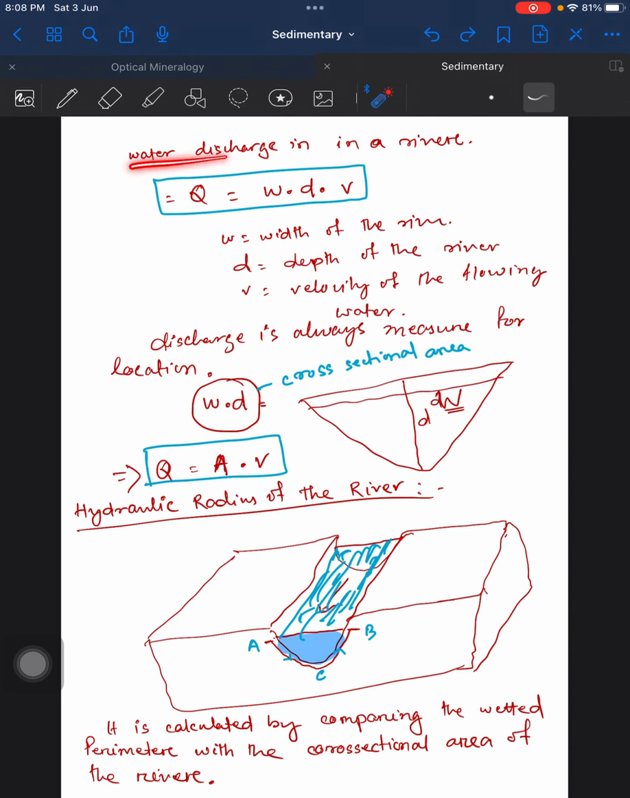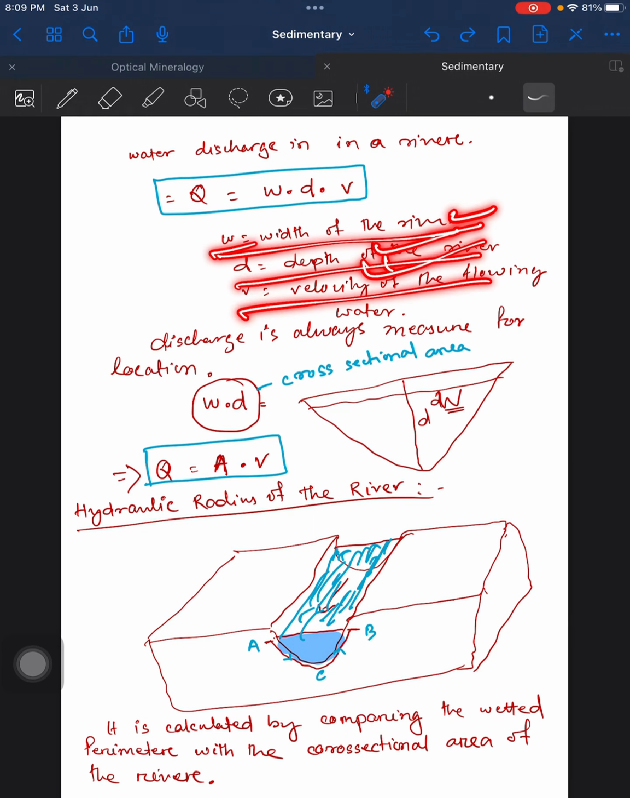So what will be the water discharge in a river? If the water discharge is Q, then the width of the river multiplied by the depth will give us the area. If the river is flowing like this, this is the width of the river and this is the depth of the river, it will give us the area through which the water is flowing, the cross sectional area. Then v is the velocity of the water flowing inside it. So w is the width of the river, d is the depth of the river, and v is the velocity of the flowing water.